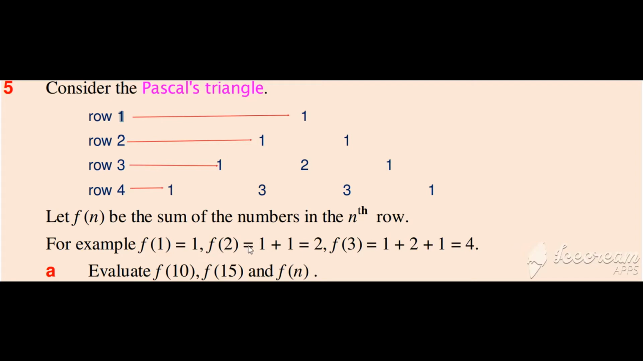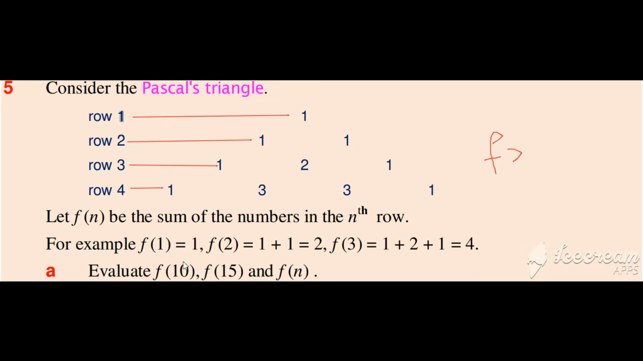Then f(2) is equal to 1 plus 1. That means f(2) is the sum of numbers in the second row. And f(3) means the sum of numbers in the third row. Therefore, the sum of numbers in the third row means 1 plus 2 plus 1, which is equal to 4. Then part A says to evaluate f(10), f(50), and f(n).